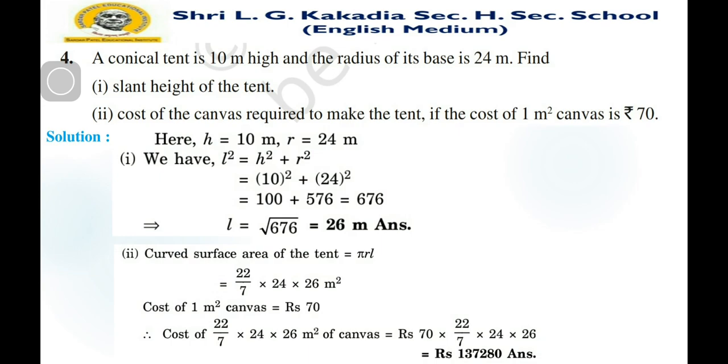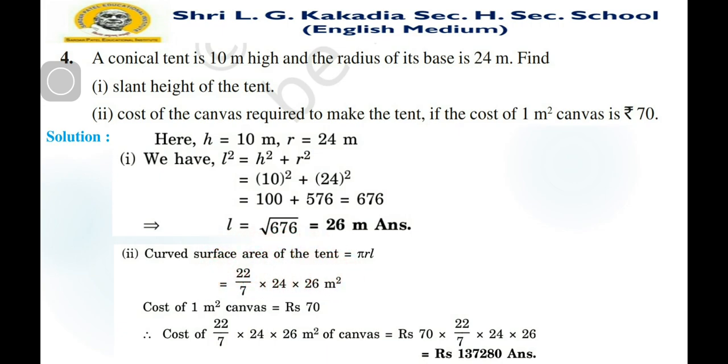Now let me find the cost. The cost of 1 meter square canvas is equal to rupees 70. So we have the total surface area given here, and we want to find the cost of this total surface area. Here given the cost of 1 meter square canvas is rupees 70. So what is the cost of this area?